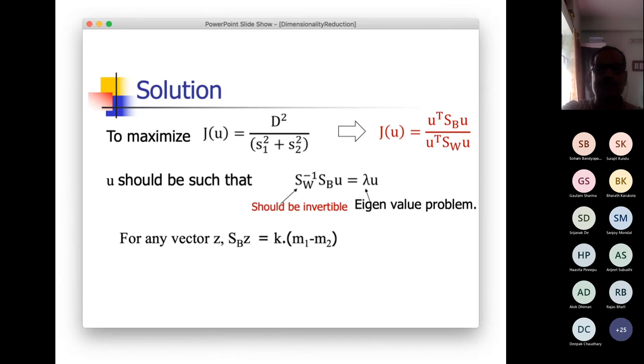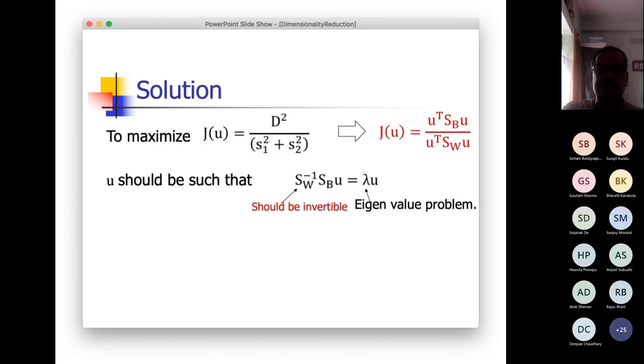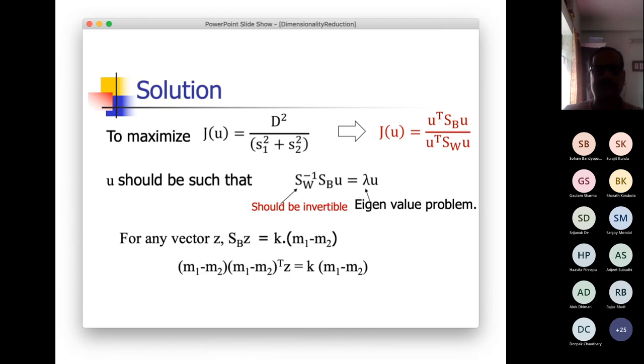So one of the things is that for any vector, say SBZ, SB is the between class scatter matrix, if you remember. Now, if I go to the between class scatter matrix definition, you can see that this can be represented as k into m1 minus m2. Note that m1 minus m2 is a vector. So SBZ can always be represented in this form because I can write it in this way: m1 minus m2 and m1 minus m2 transpose z.